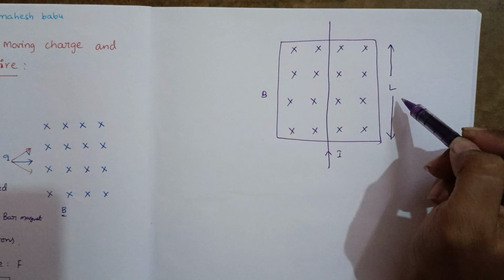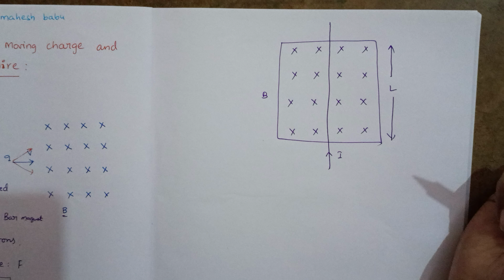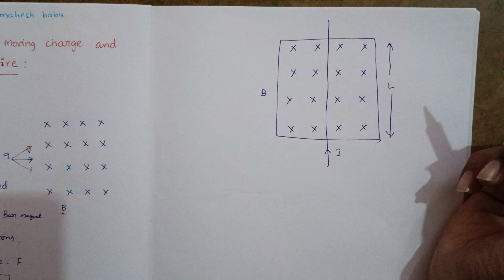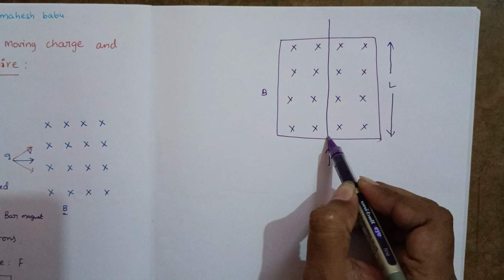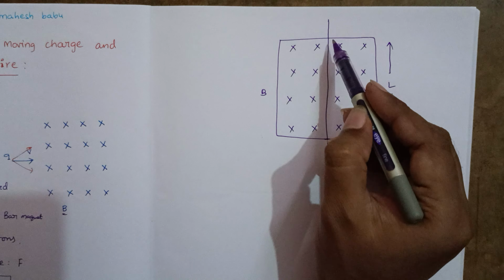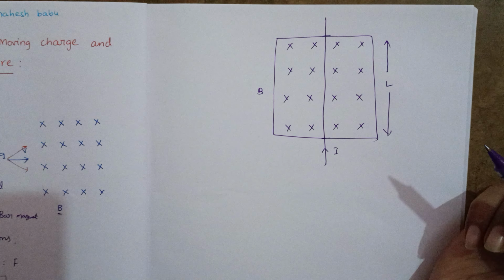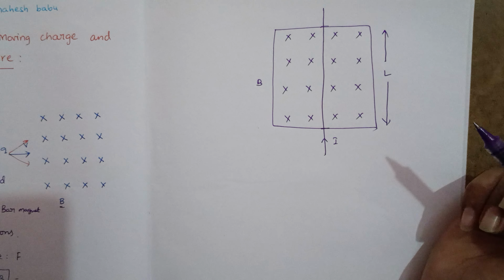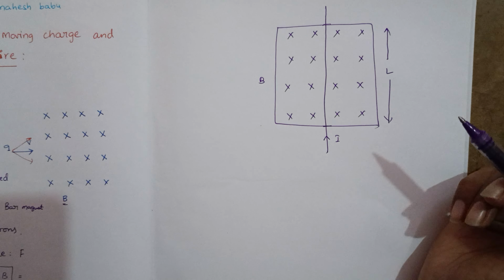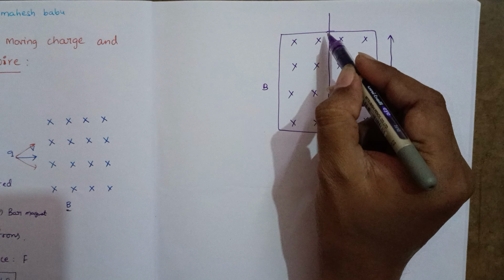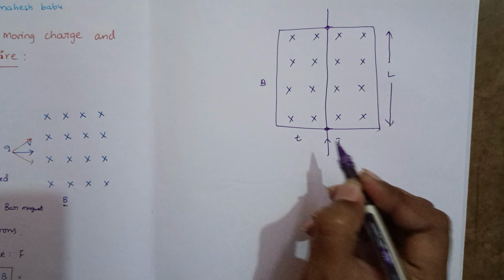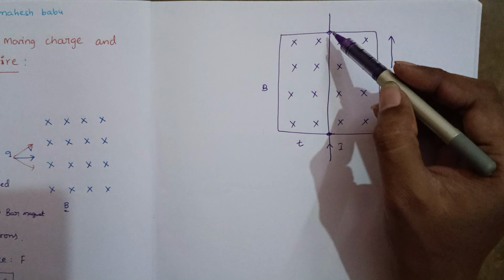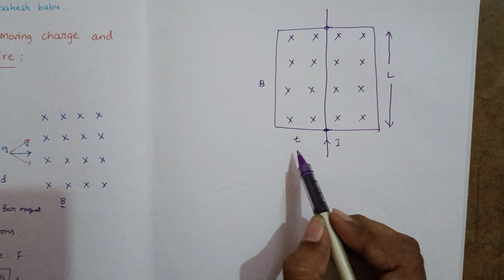Now the length of the magnetic field region is L. When a charge goes into the magnetic field from here to here, it experiences a magnetic force. The time taken from here to here we can take as t, the time the charge takes to enter the magnetic field and leave it.